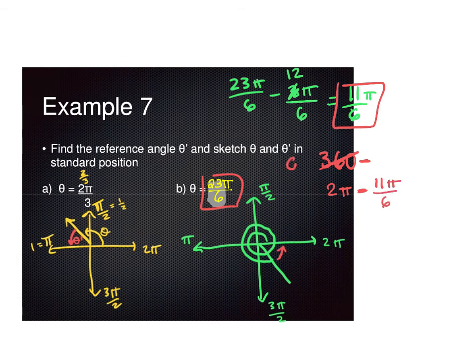Typically our formula for our reference angle is 360 minus theta, but here we're in radians, so 2 pi minus theta. So our reference angle is going to be what? Awesome, pi over 6. So here we multiply the top and the bottom by 6, so we can subtract. Then 12 pi minus 11 pi is just 1 pi, so pi over 6.